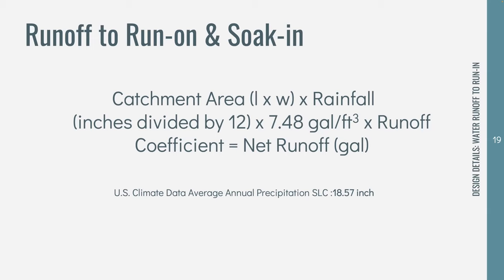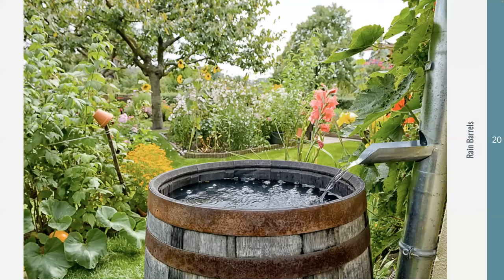And we see that a year in Salt Lake with the average precip, we could be harvesting on a small roof of 1,000 square feet, 9,260 gallons of rainwater. So a huge potential, and it quickly tells you that we can be doing much more than a rain barrel, which is my next slide.